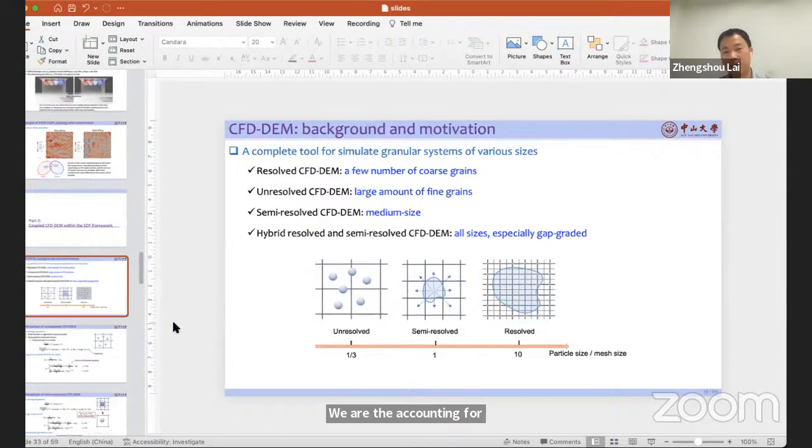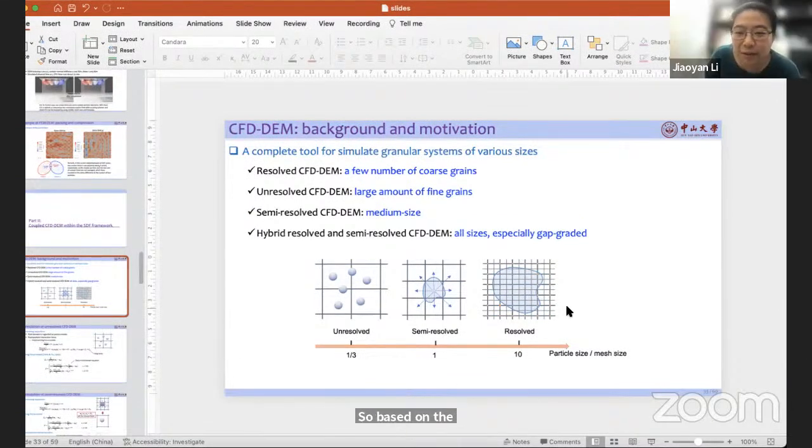So, for example, if we have a lot of particles in the domain, the porosity will be greater. So these aspects will reflect the existence of the particles. And for the case of the resolved one, the shape of the particles will be modeled. So based on the figure, yeah.